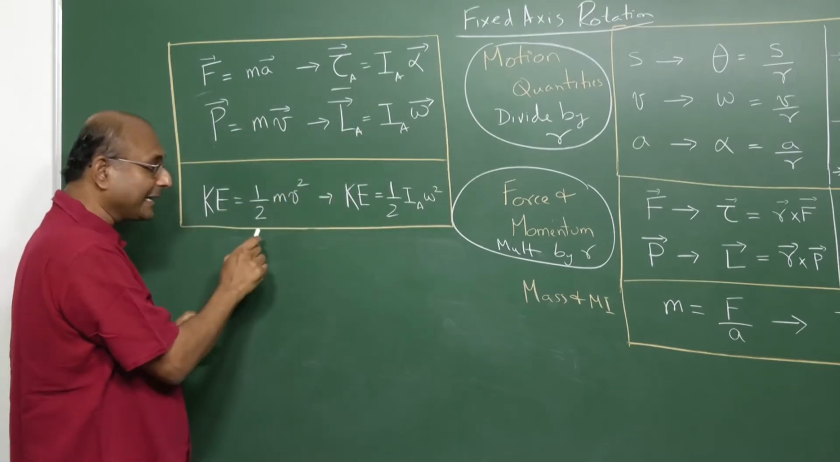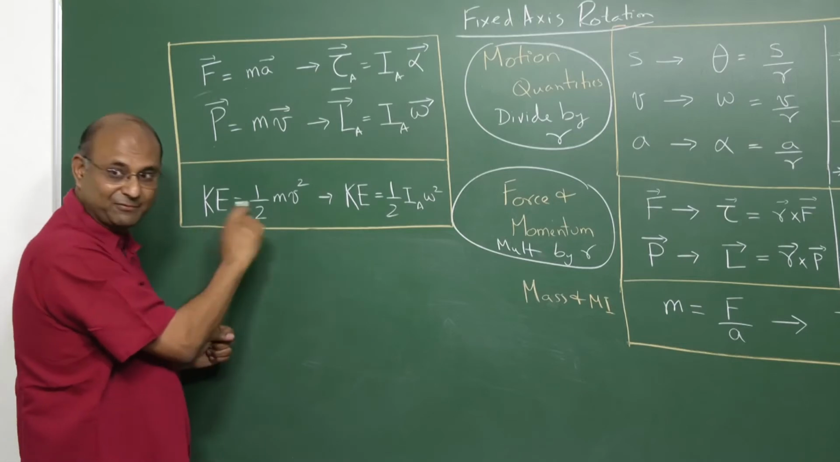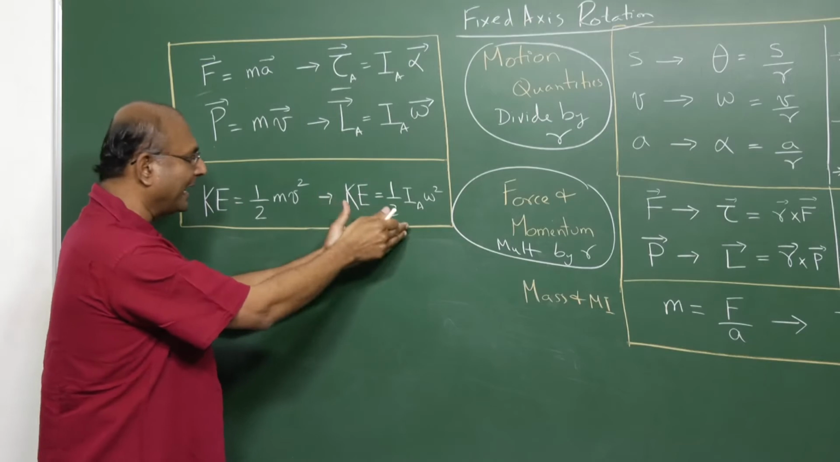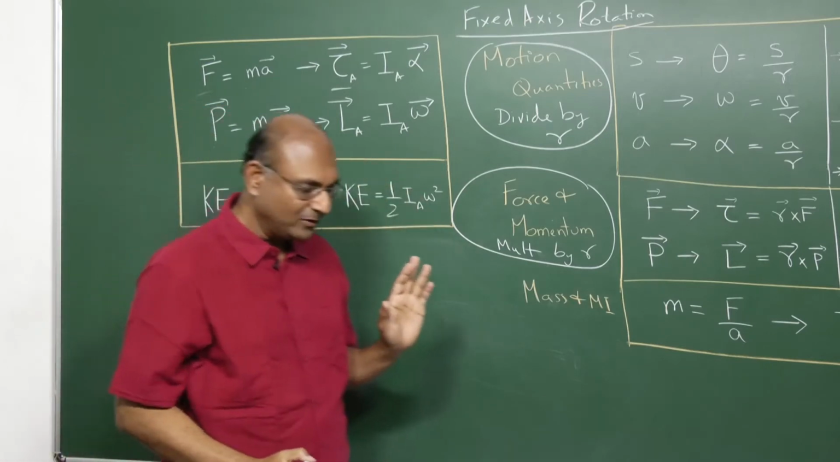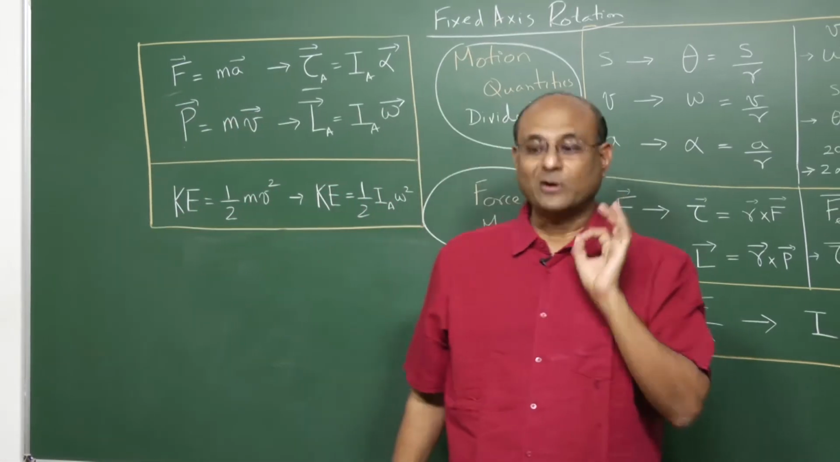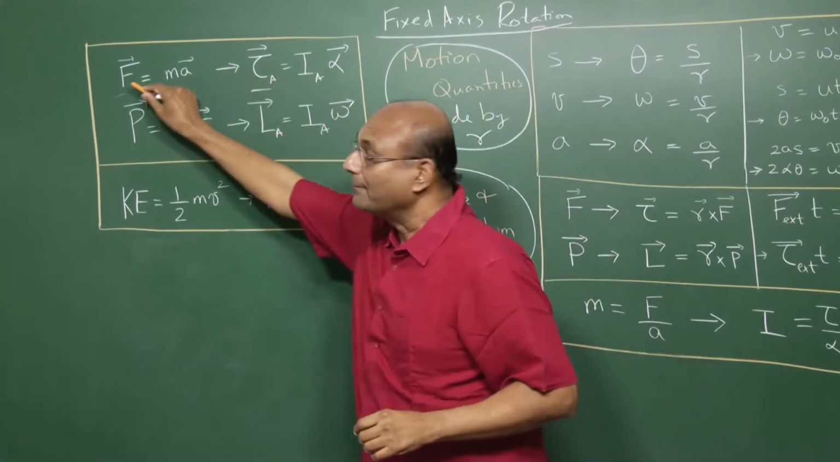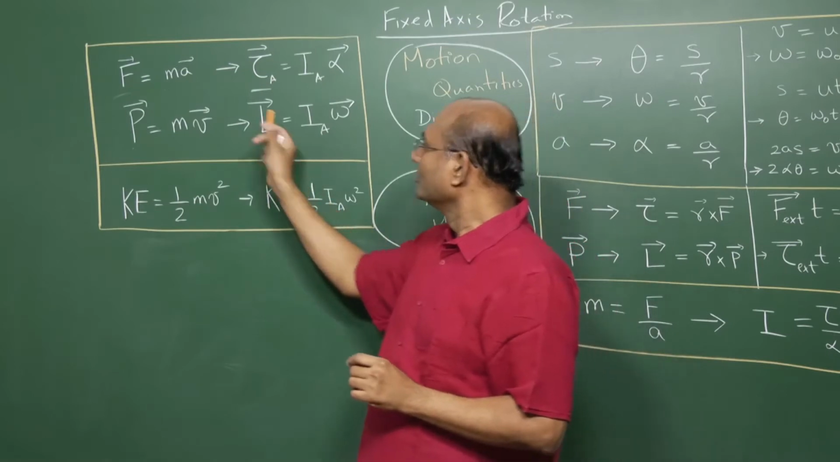But when you come to kinetic energy, kinetic energy is half mv square. What should be the rotational case? Instead of m, I; instead of v, omega: half I omega square. But there is something very important to note. Notice something. This is a new symbol compared to that. This is a new symbol compared to that.